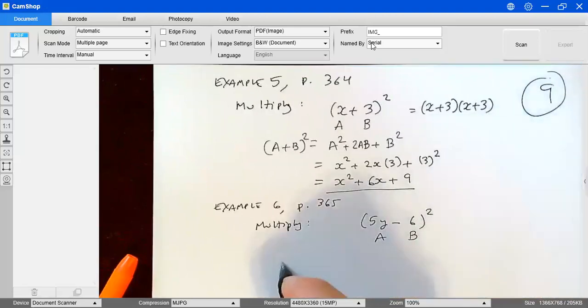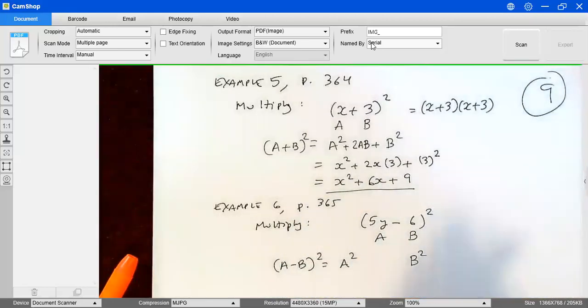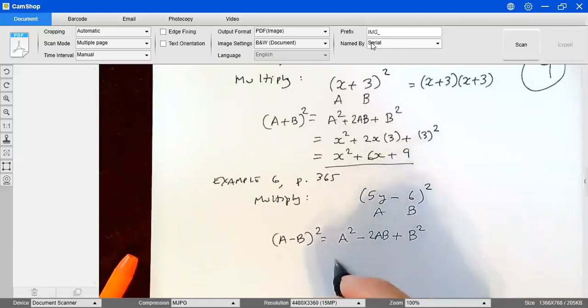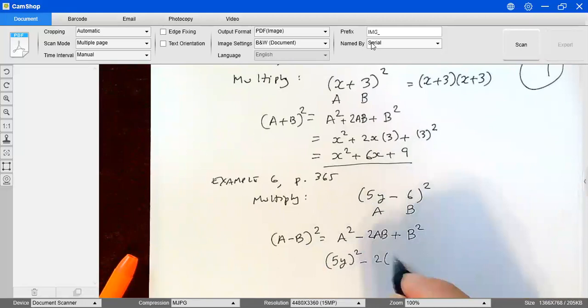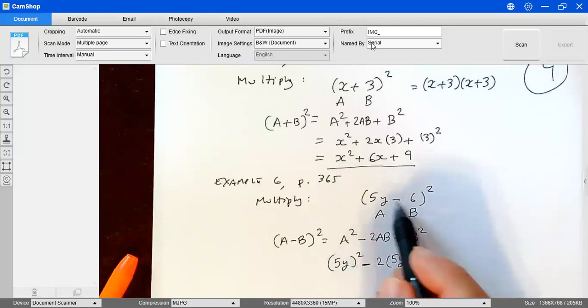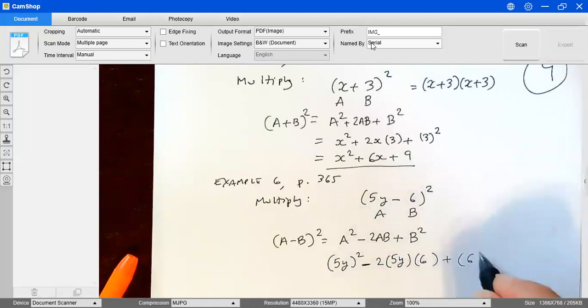We know that (a - b) squared is again the square of the first and the last, but now we're going to subtract the double product of the first and the second terms. So that's the formula. We have a is 5y, we square that, minus 2 times the first term, which is 5y, times the second term, which is 6. You don't use negative 6 because you already have taken into account the sign here, so don't be confused, don't write negative 6 here. And then plus the second one is just 6 squared.